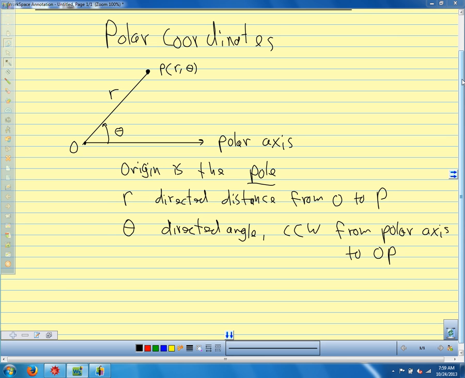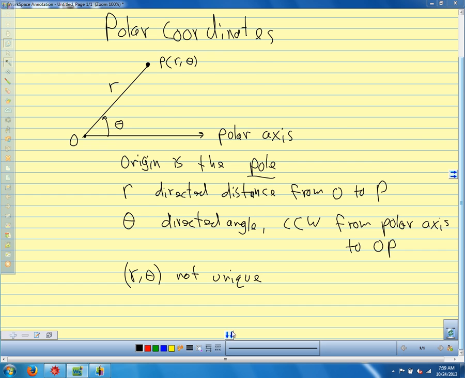So a couple of important things about polar coordinates. Our coordinate is not necessarily unique. Our theta is not unique. So when we have a point in rectangular coordinates, that xy coordinate is unique. Our theta is not, because any coterminal angle with the same radius is going to be at the same point. So we don't have a unique point.